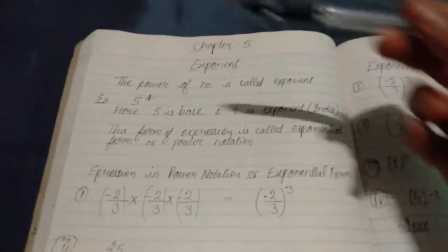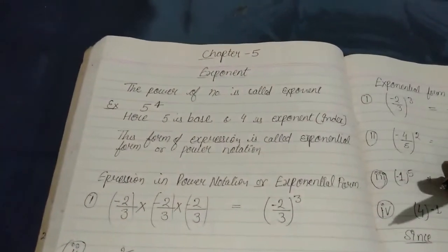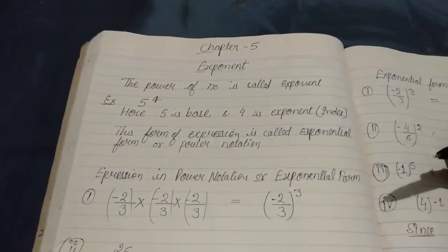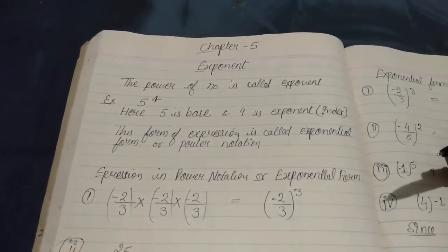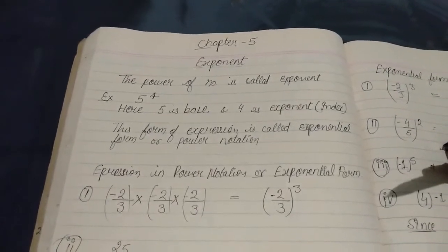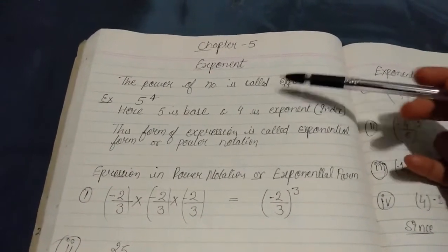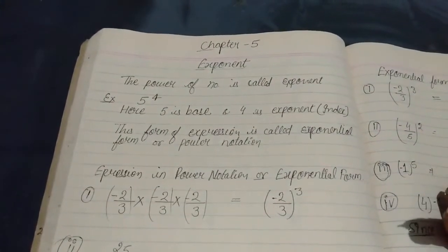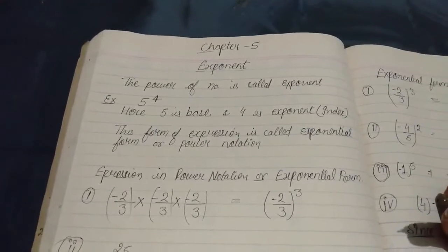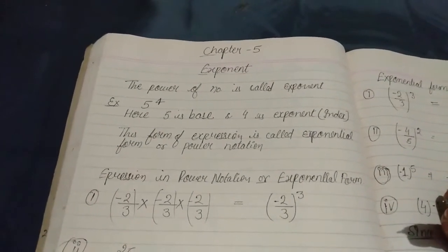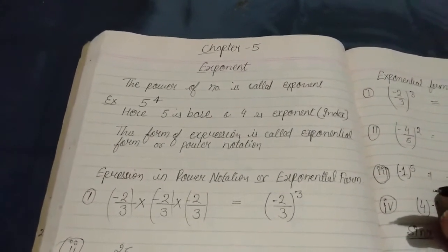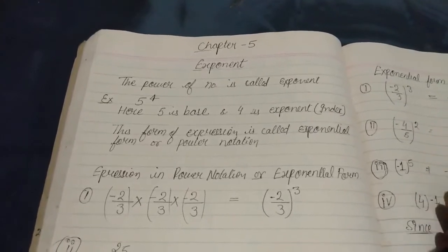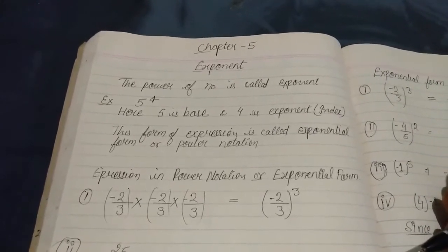Like I am taking an example, 5 to the power 4. So here 5 is base and 4 is called exponent or index, and this form of representation is called exponential form or also called power notation. Okay, 5 is base and 4 is exponent, and this form is called exponential form.